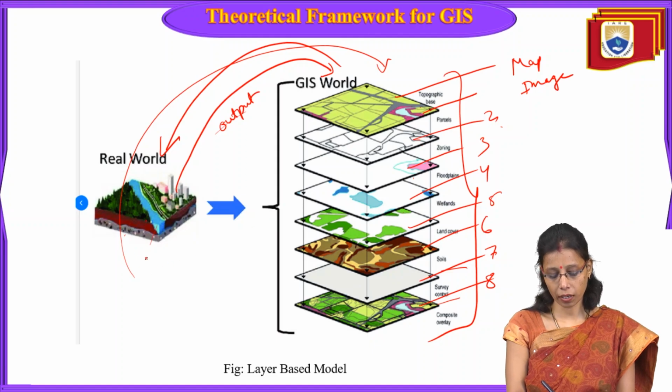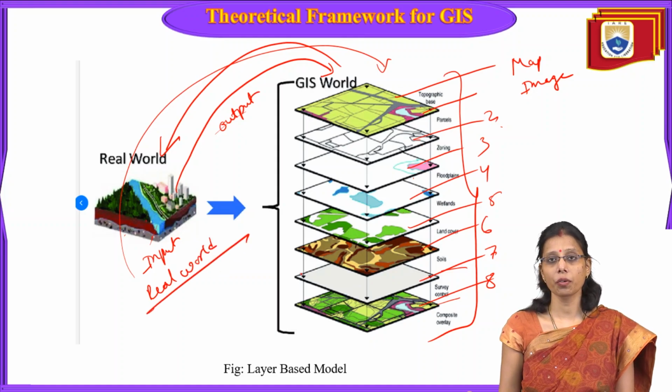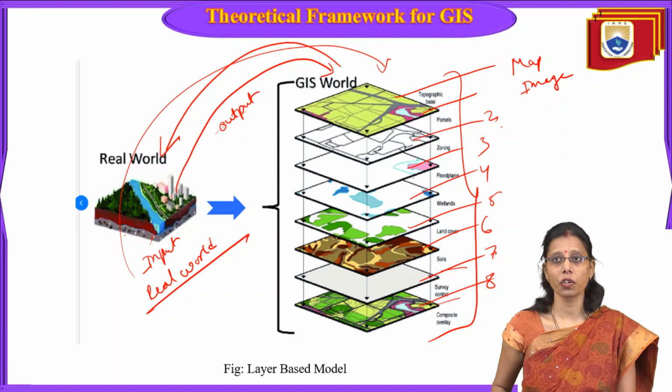And what is the input here? Input is the real world. So converting the information from the real world to the map image is called the theoretical framework for GIS. Transforming the real world information to the map information, 3D information to the 2D information, is called the theoretical framework for GIS.